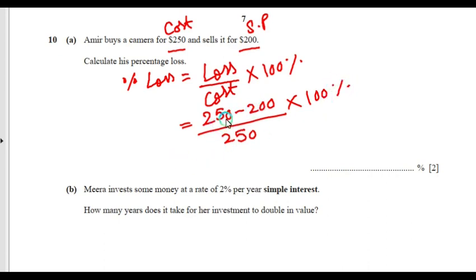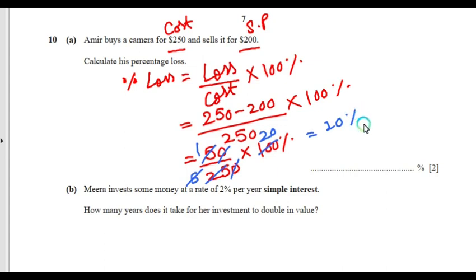So 250 minus 200 is 50 over 250 times 100%. Now do cancellation, 0 0 cancelled, 5 1s are 5, 5 5s are 25, and 5 1s are 5 and 5 20s are 100. So we are left with 20%, right? So this is the percentage loss.